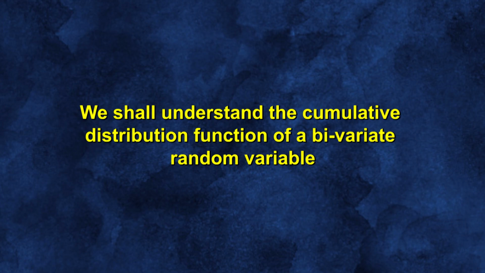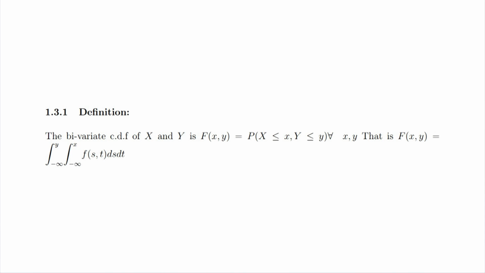plane. Next, we shall understand the cumulative distribution function of a bivariate random variable. The bivariate cumulative distribution of X and Y, F(x,y), is equal to the probability of X less than or equal to x, Y less than or equal to y for all x, y. That is, F(x,y) is equal to the integral from minus infinity to y, integral from minus infinity to x, of f(s,t) ds dt.